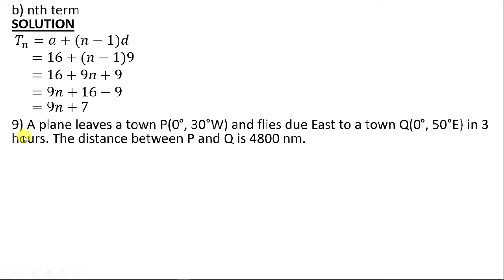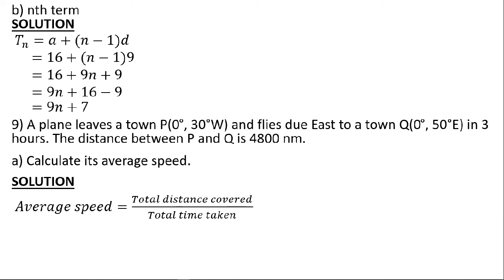Question 9. A plane leaves a town P (latitude 0 degrees, longitude 30 degrees west) and flies due east to a town Q (latitude 0 degrees, longitude 50 degrees east) in 3 hours. The distance between P and Q is 4,800 nautical miles. Calculate its average speed. Now average speed is equal to distance covered over time taken.